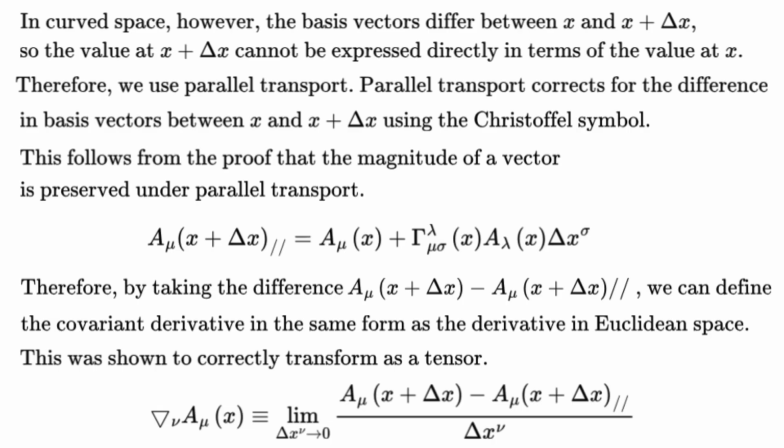In curved space, however, the basis vectors differ between x and x plus delta x, so the value at x plus delta x cannot be expressed directly in terms of the value at x. Therefore, we use parallel transport. Parallel transport corrects for the difference in basis vectors between x and x plus delta x, using the Christoffel symbol. This follows from the proof that the magnitude of a vector is preserved under parallel transport.